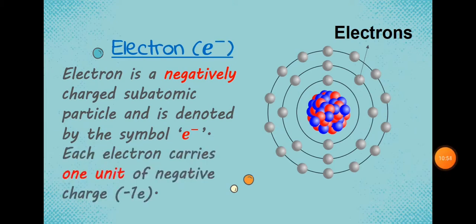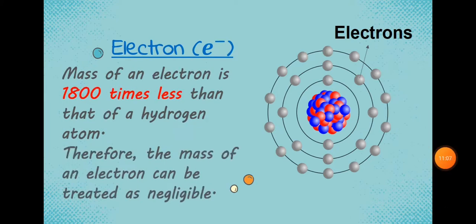And each electron carries one unit of negative charge. We saw that a proton carries positive charge, but an electron carries negative charge. And as discussed before, the mass of an electron is 1800 times less than that of a hydrogen atom. Therefore, the mass of an electron, which is always negative, can be considered negligible.